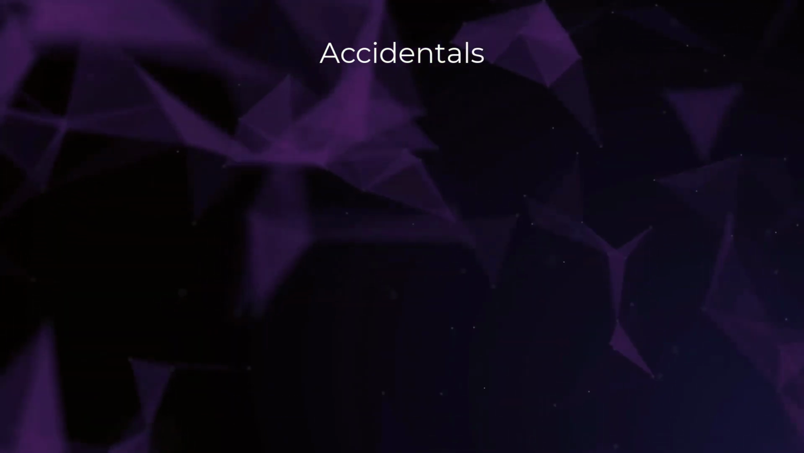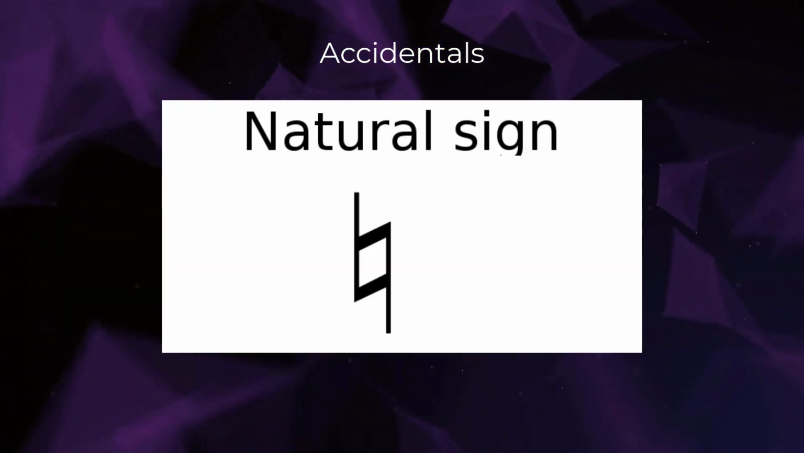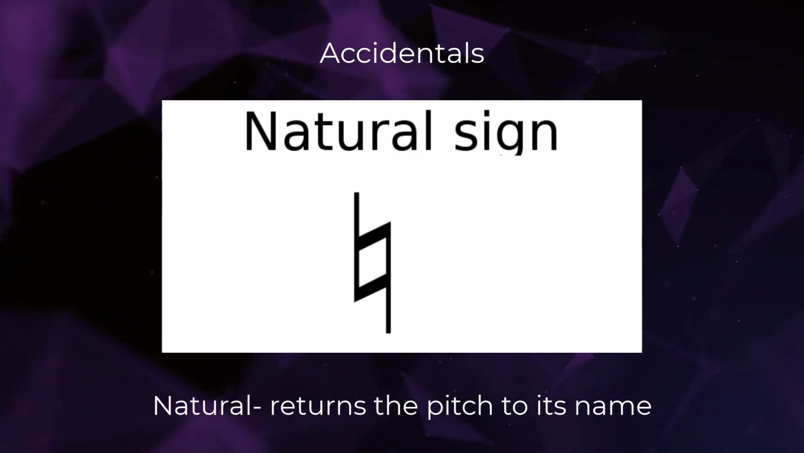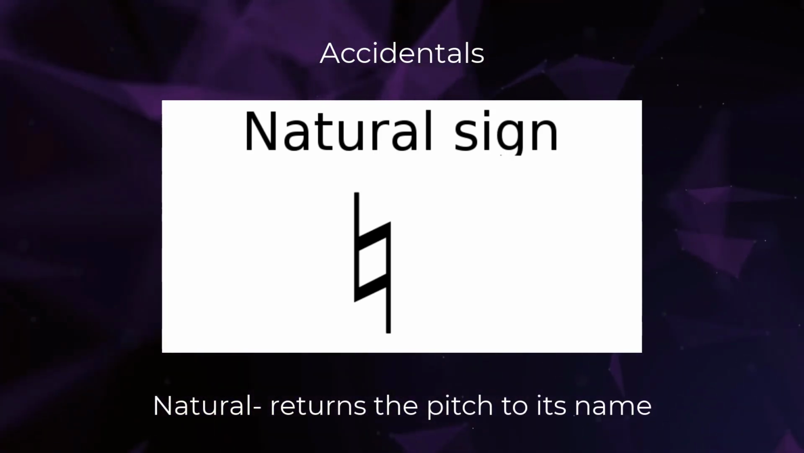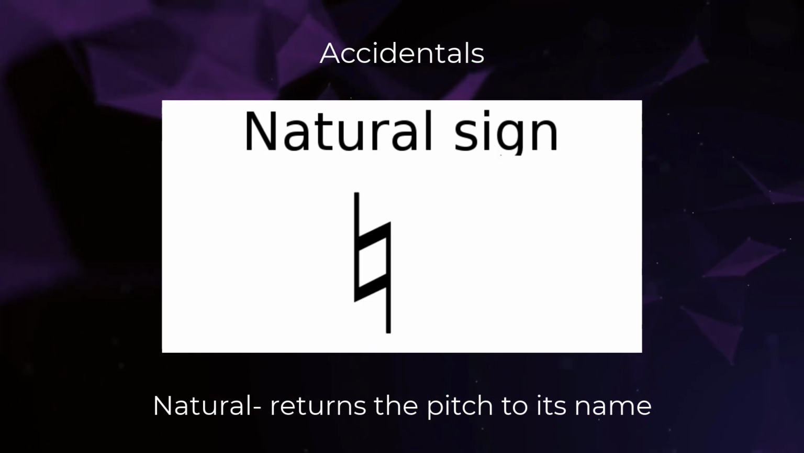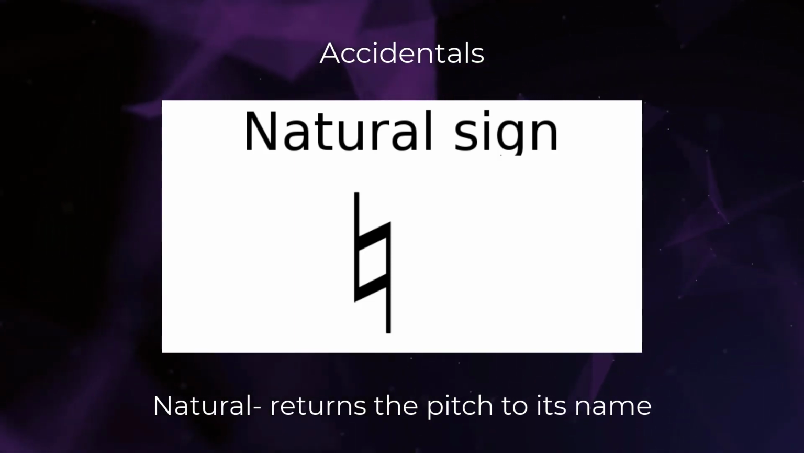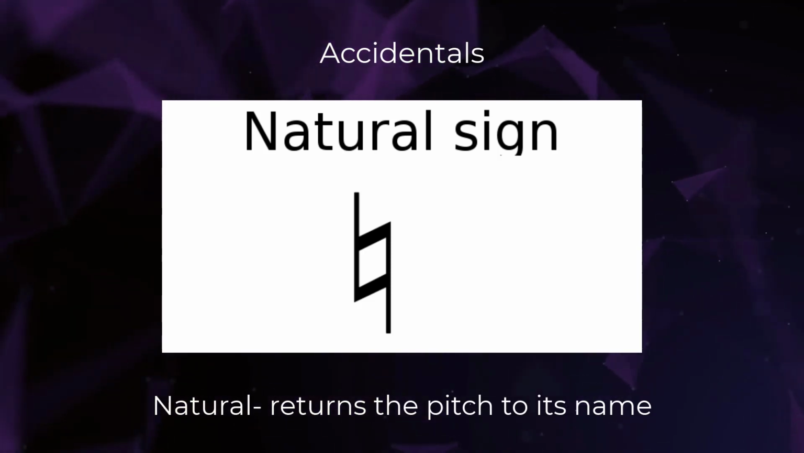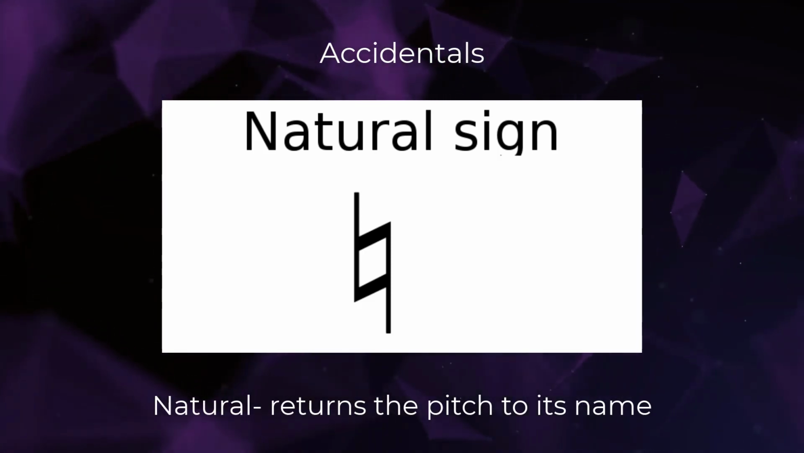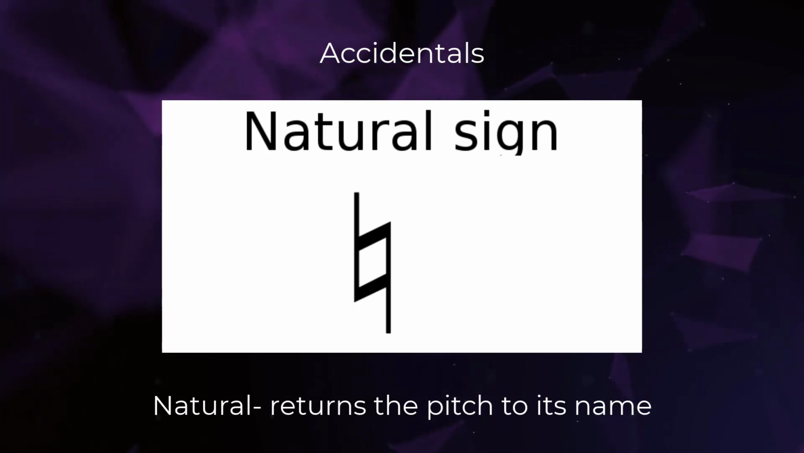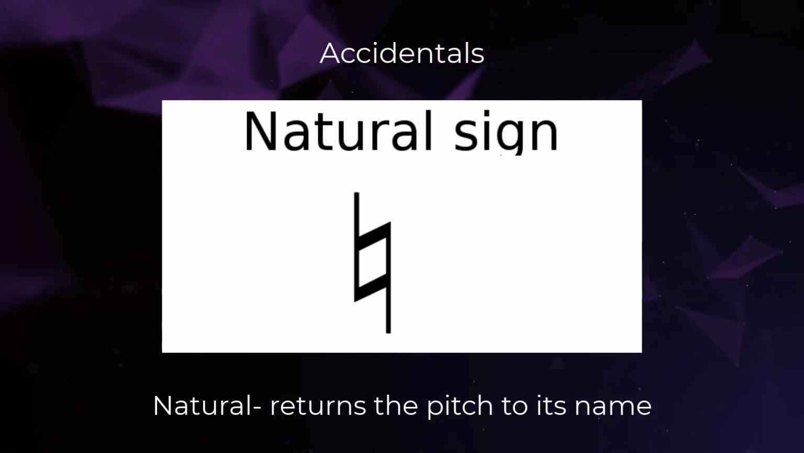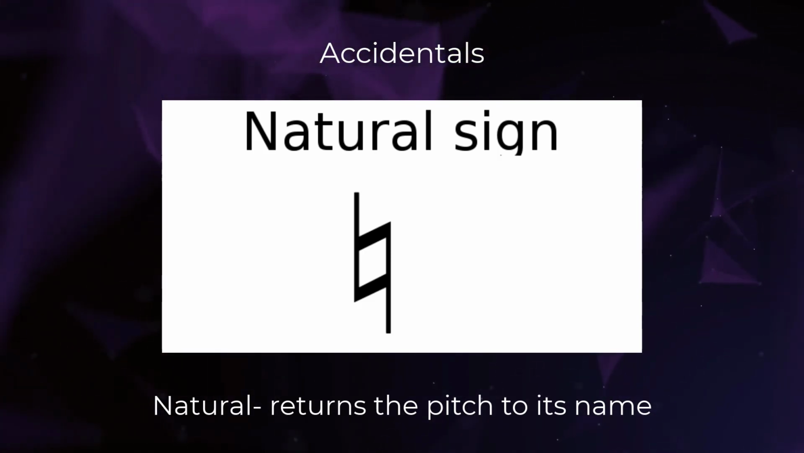The final accidental is trickier and is known as a natural. A natural returns the pitch to its original name. So, if we are starting with an A flat, a natural sign raises the pitch 1 half step to A natural. Likewise, if we start with an A sharp, a natural lowers the pitch by 1 half step, also to A natural.